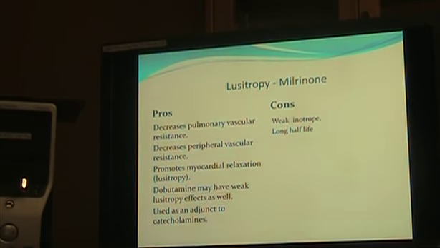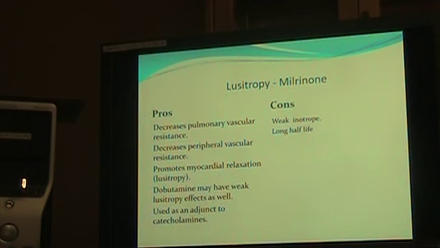Lusiotropy, again, medications to help relax the muscle of the heart, is typically considered with milrinone as the sole agent. Milrinone is an excellent drug because it helps decrease pulmonary vascular resistance. So for patients with pulmonary hypertension, we often have them on milrinone. It also decreases peripheral vascular resistance.